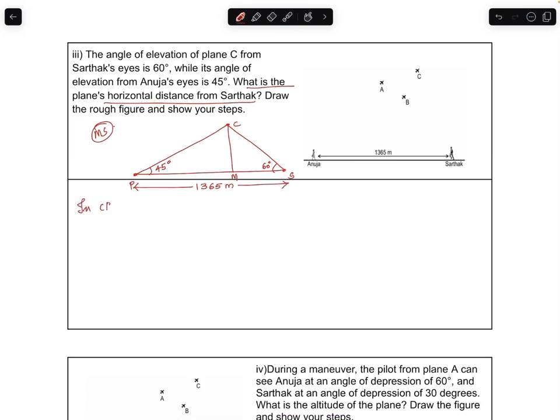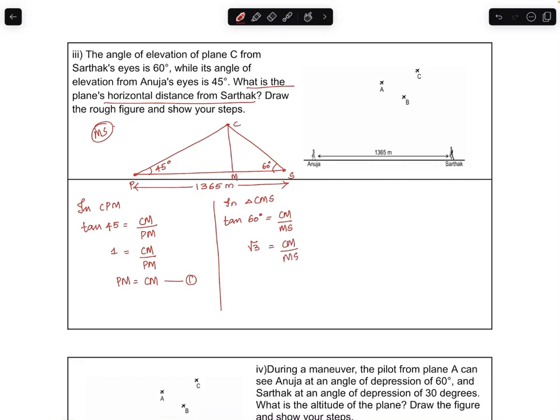In triangle CPM, tan 45 is CM upon PM. Tan 45 is 1, so CM upon PM is 1, which implies that PM is equal to CM. Let this be equation 1. In triangle CMS, tan 60 is equal to CM upon MS. Tan 60 is root 3, so root 3 is CM upon MS. So CM is equal to root 3 times MS.